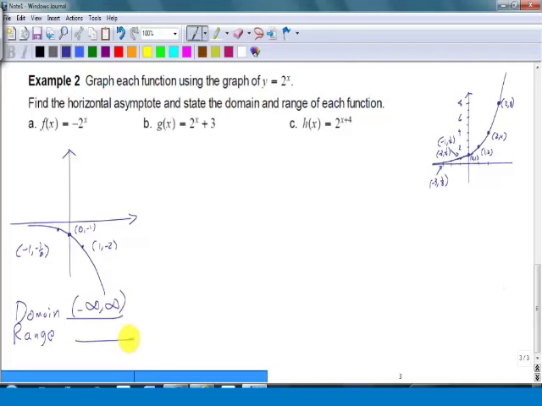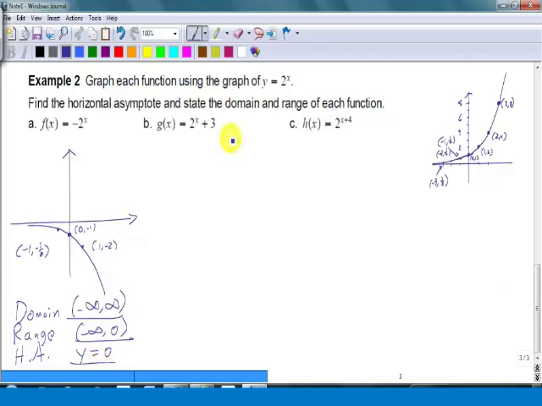Instead of being everything greater than 0, what do we have here? Everything less than 0. Negative infinity to 0. The x-axis is still the horizontal asymptote. It approaches the x-axis from below in this case rather than from above.